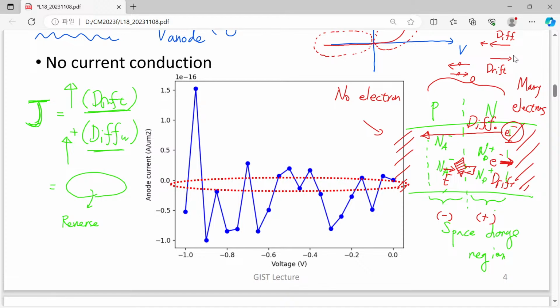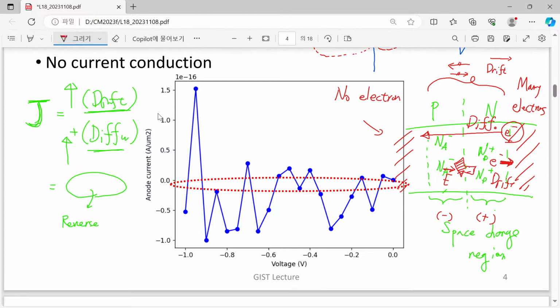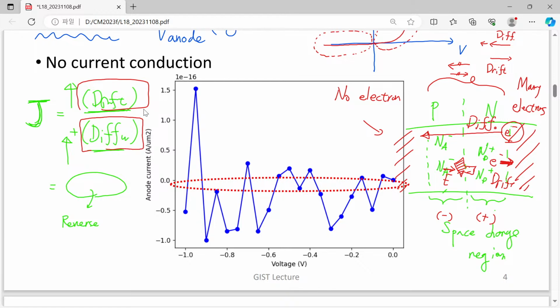So now let's come back to his question once again. He asked: if this reverse current originates from a large diffusion current and a large drift current, what happens if one of them is quite negligible? And you can consider that situation quite easily.